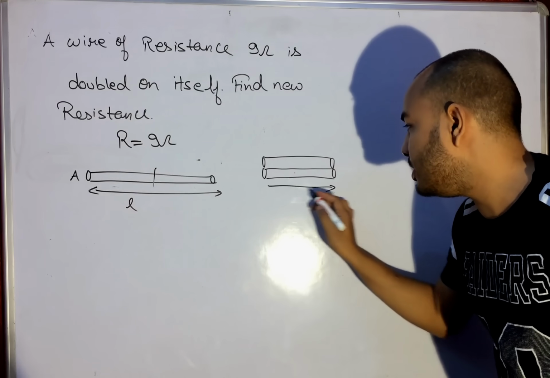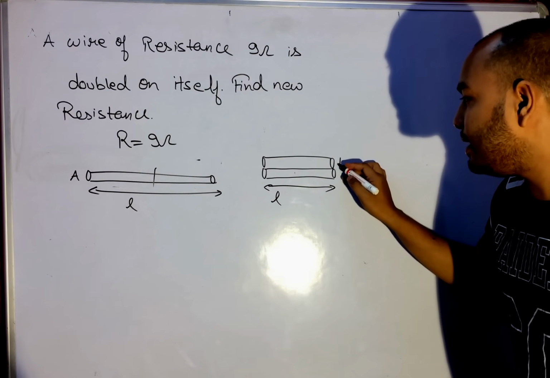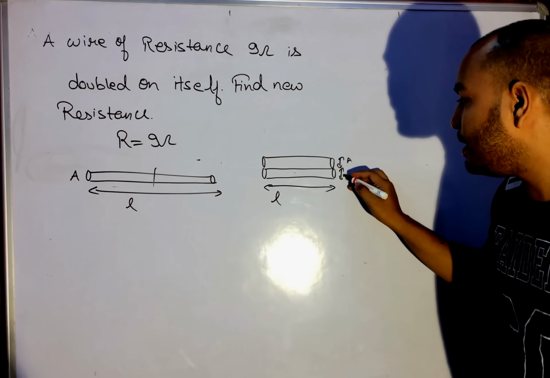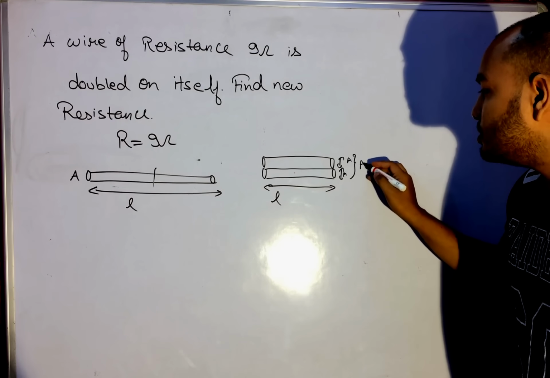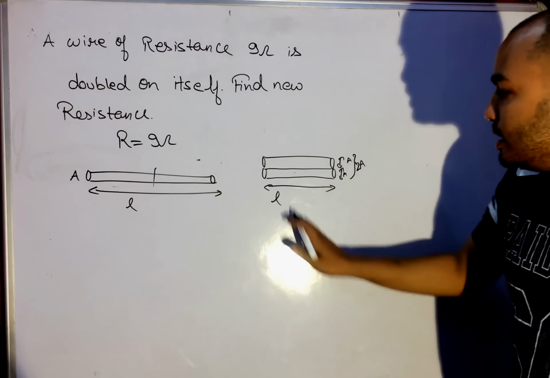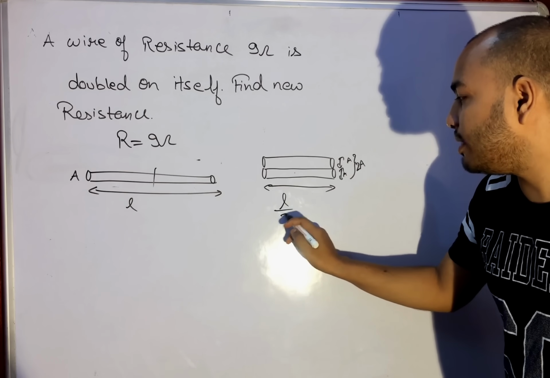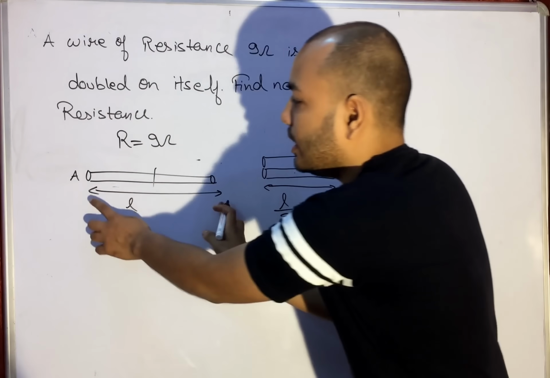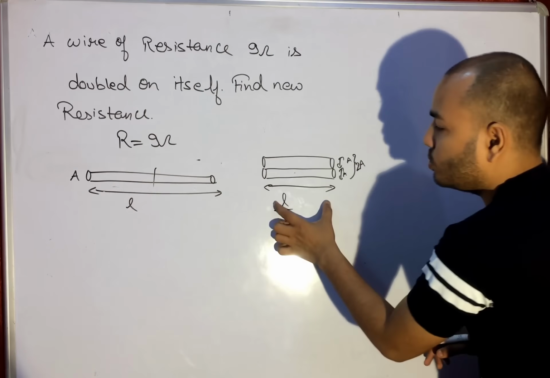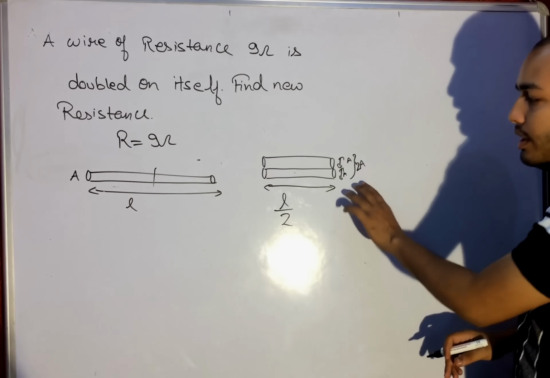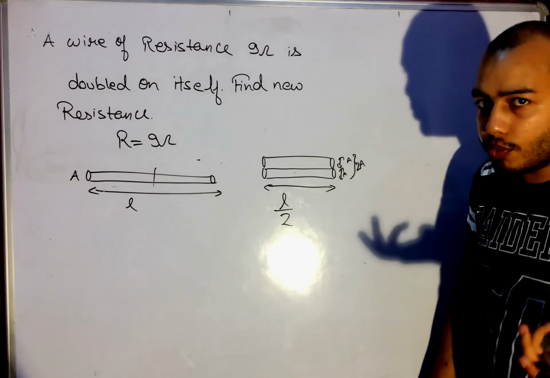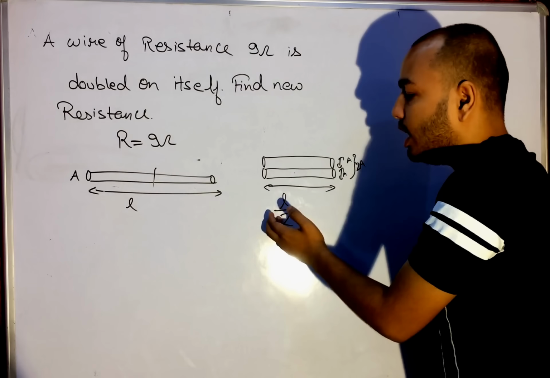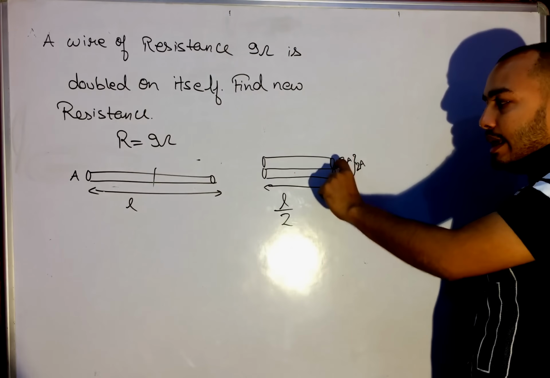Now the area is A and A, so area becomes 2A, and length will be L by 2, because it is doubled. This is L, so this will be L by 2. So length becomes half, area doubles. That's also volume conservation. Length becomes half, area becomes 2 times.